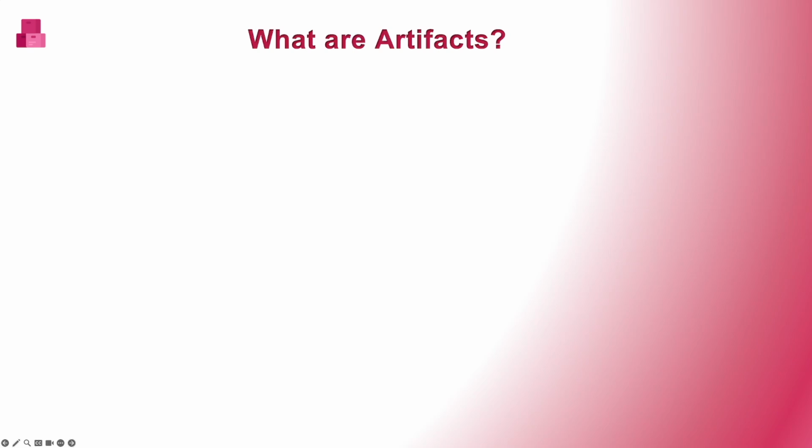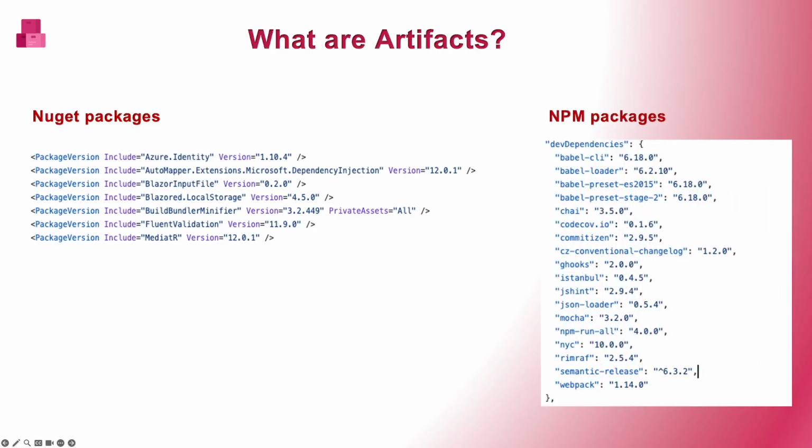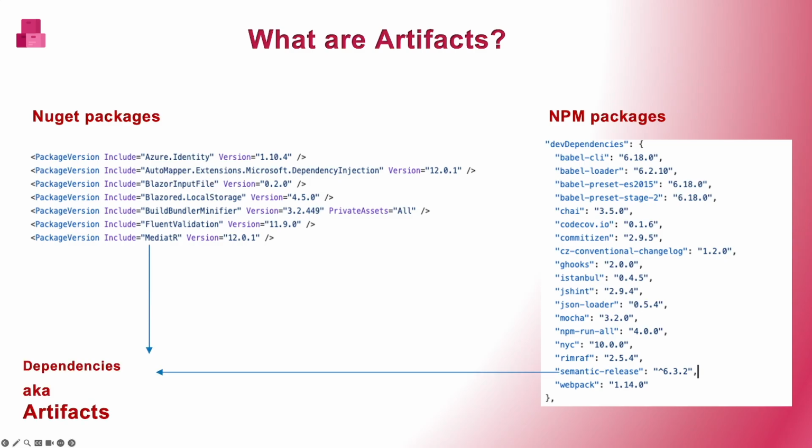Azure Artifacts. What are artifacts? Let's discuss the artifacts first with some examples. This is a package requirement of a .NET project. Similarly, on the right is an npm package requirement of a Node project. Each of these packages represents a dependency of a specific project. These dependencies are called artifacts. This makes Azure Artifacts a package management system.